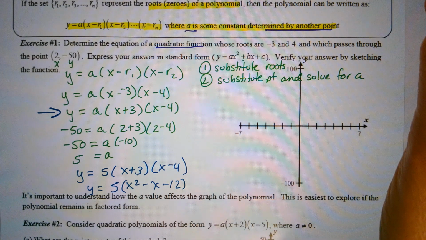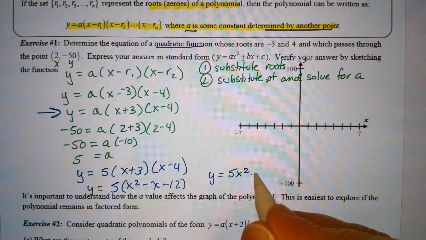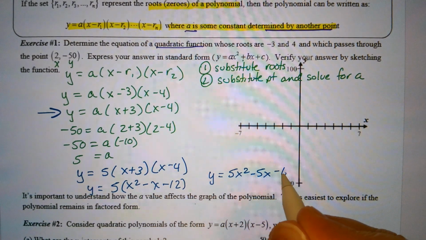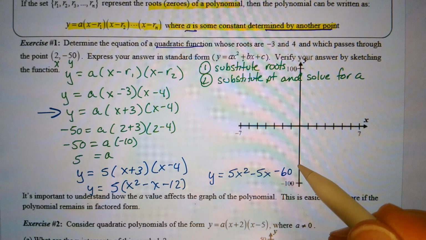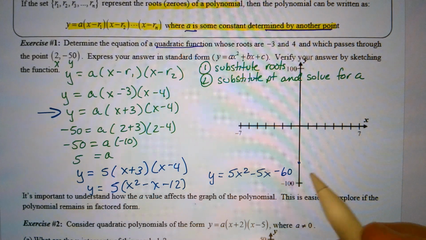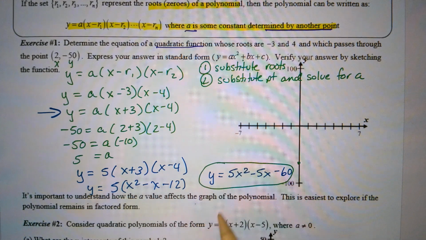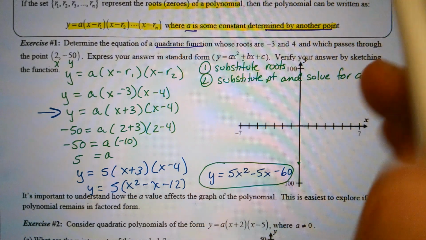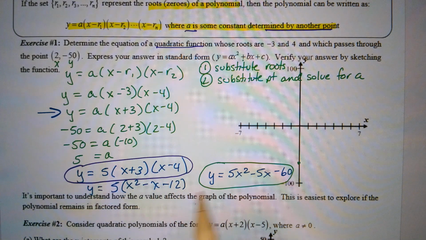We have y equals 5x squared minus 5x minus 60. So that right there is telling us that our y-intercept should be negative 60. So it should cross the y-axis about here. Let's change the color here. Okay, so this is our answer in standard form. This is it in factored form.